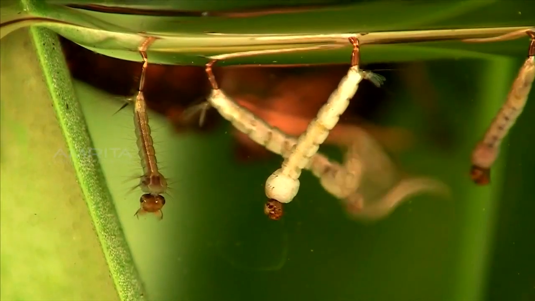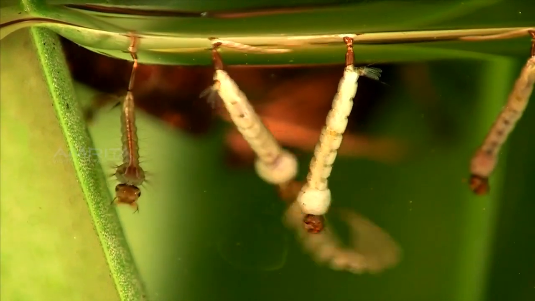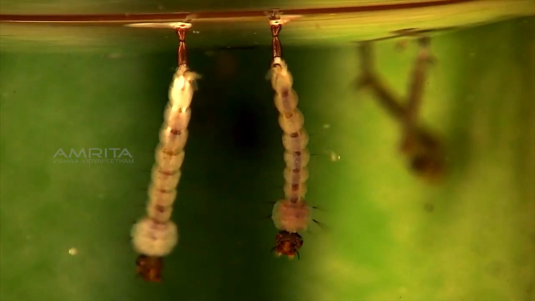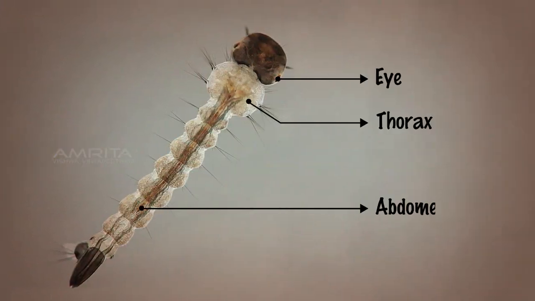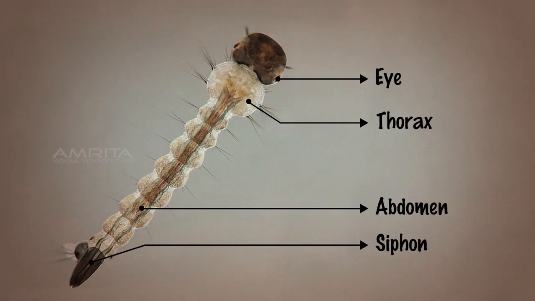They spend most of their time hanging upside down at the surface, sucking in oxygen through the siphon. The siphon is located at the base of their abdomen and is similar to a snorkel.